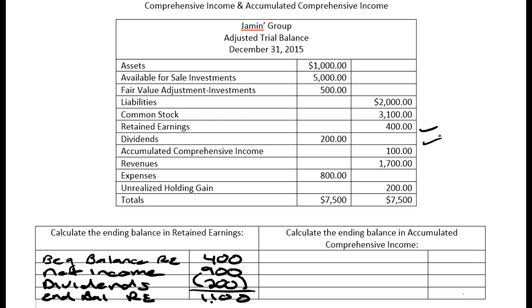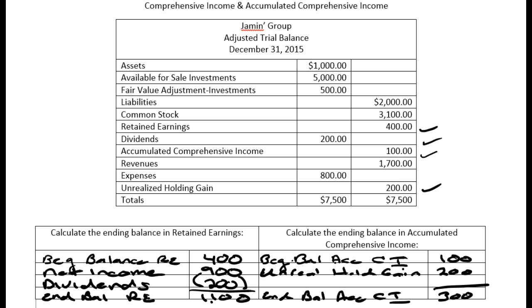Now let's calculate our ending balance in accumulated comprehensive income. Be sure and start with the balance on our adjusted trial balance of $100. Put me on pause. So we started with our beginning balance in accumulated comprehensive income of $100, and we added to that our current period's unrealized holding gain of $200. So we have an ending balance to carry forward on the balance sheet of accumulated comprehensive income of $300.